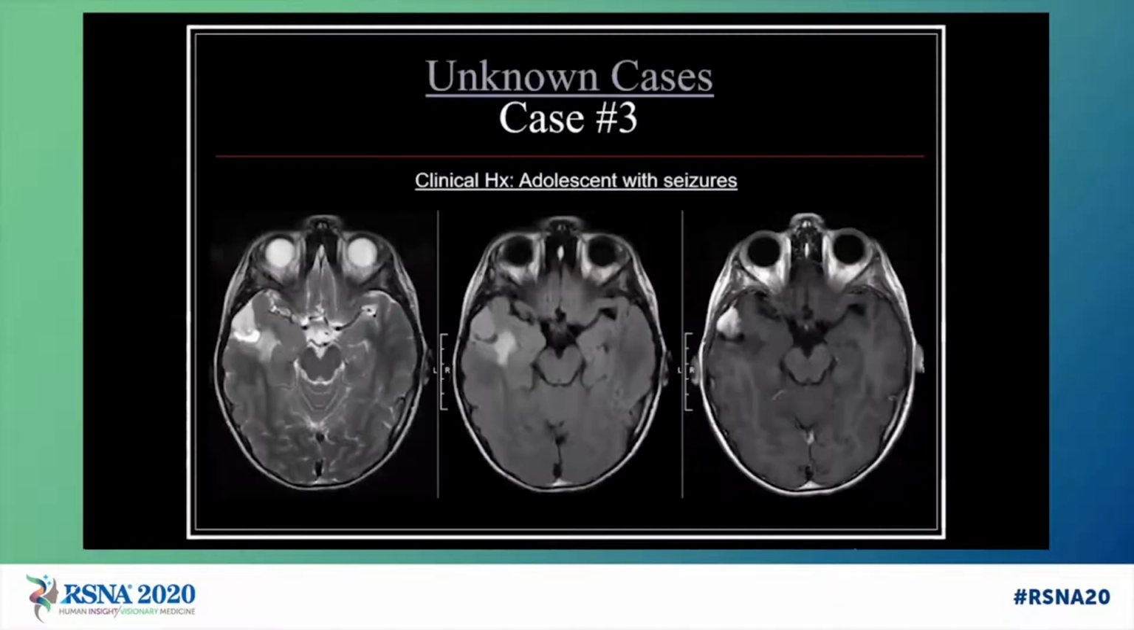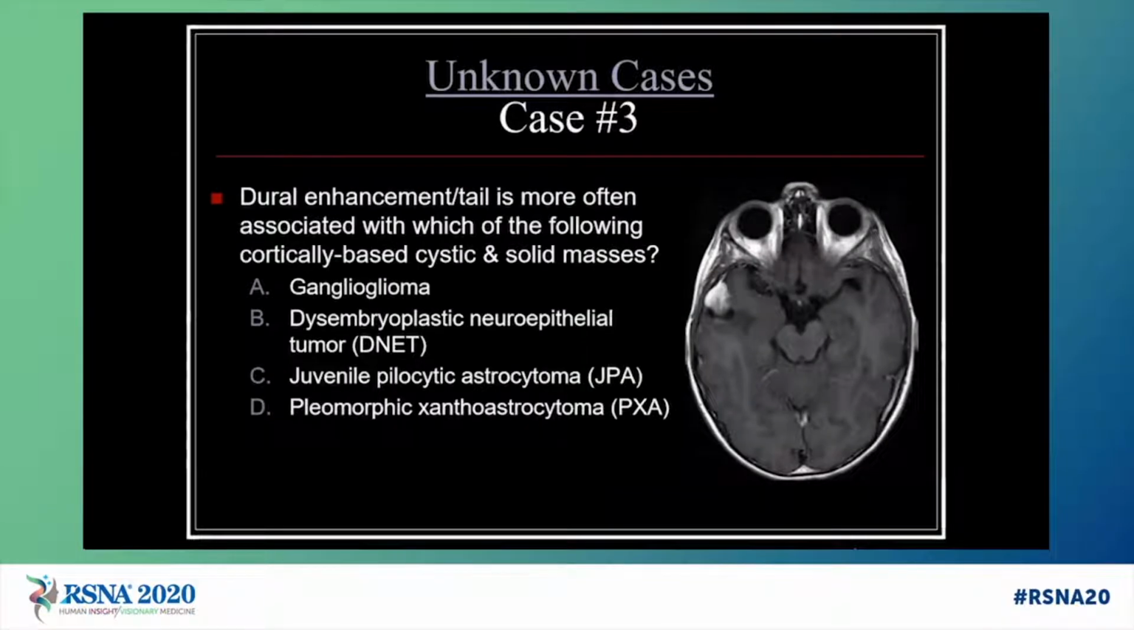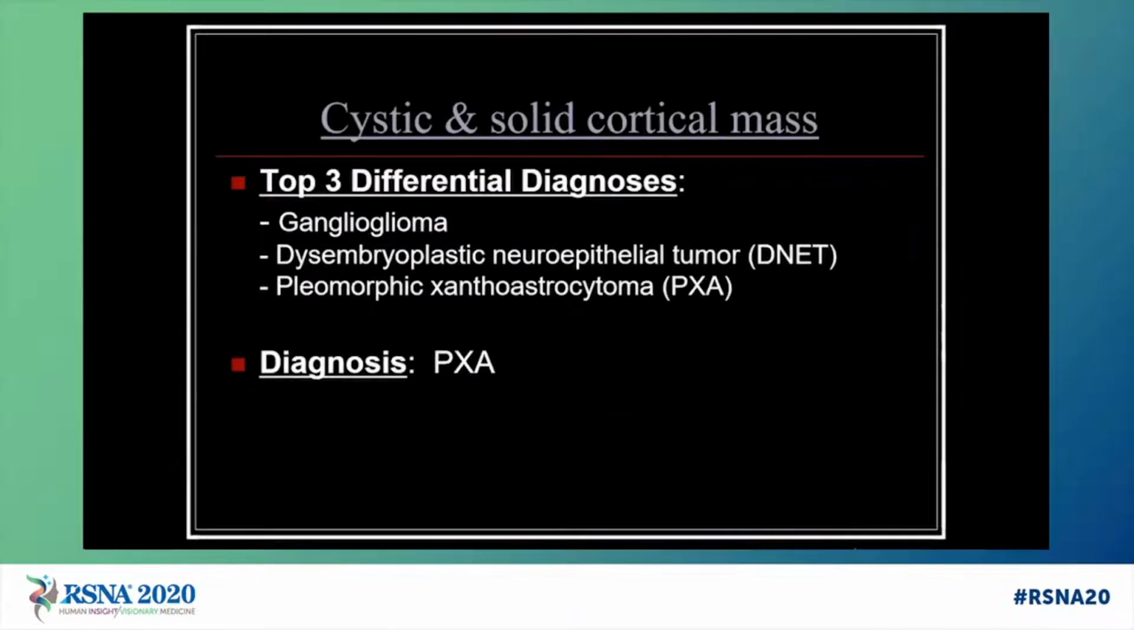So our last case, case number 3, this is an adolescent who presented with seizures. We have axial T2, FLAIR, and T1 post-contrast images. So question number 3, dural enhancement or a dural tail is more often associated with which of the following cortically based cystic and solid masses? Is it A, ganglioglioma, B, dysembryoplastic neuroepithelial tumor, C, juvenile pilocytic astrocytoma, or D, pleomorphic xanthoastrocytoma? The answer is D, pleomorphic xanthoastrocytoma.